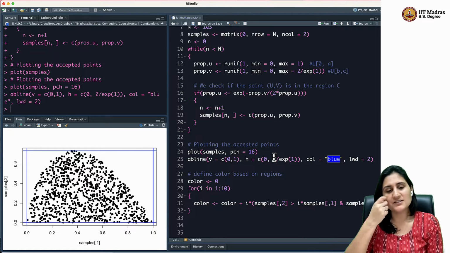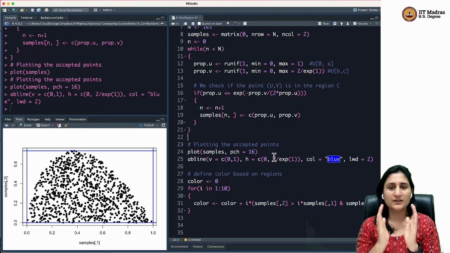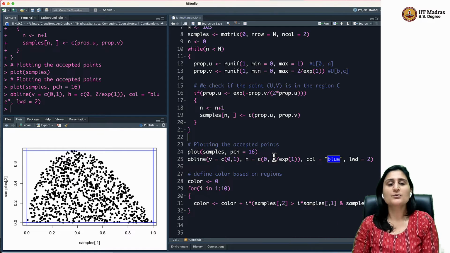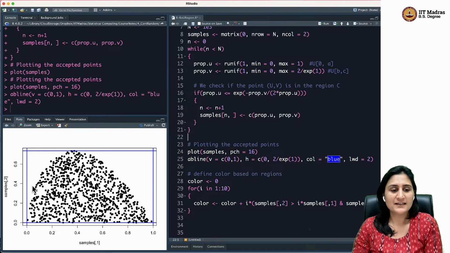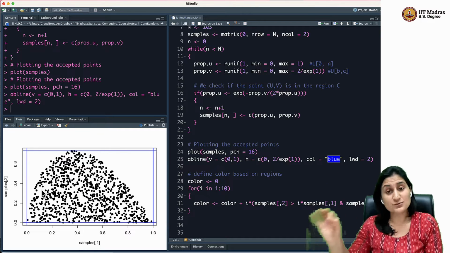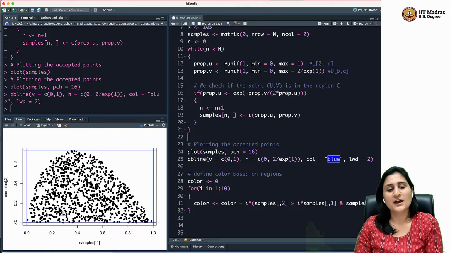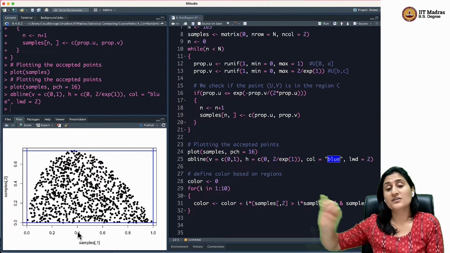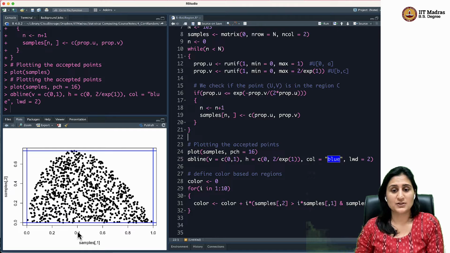But this region C is not very intuitive, right? We have u on the x-axis and v on the y-axis. But what does this mean? If I take any particular point here, take its v component and its u component and divide, that corresponds to the draw on the exponential. So I'm going to color-code points in different regions that correspond to different points on the exponential.